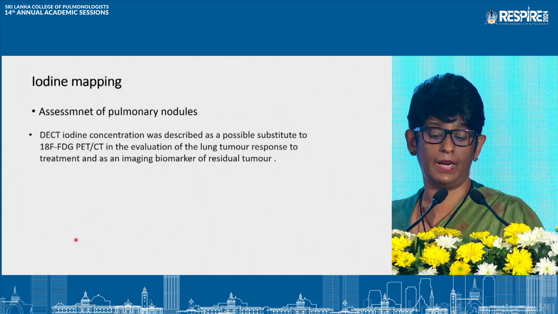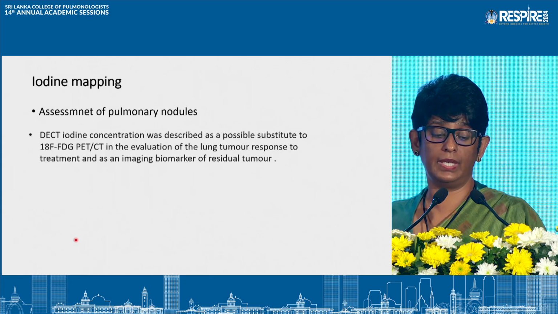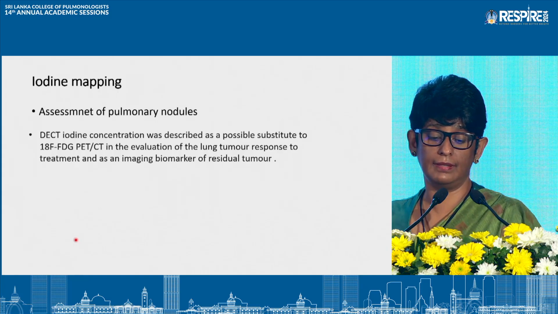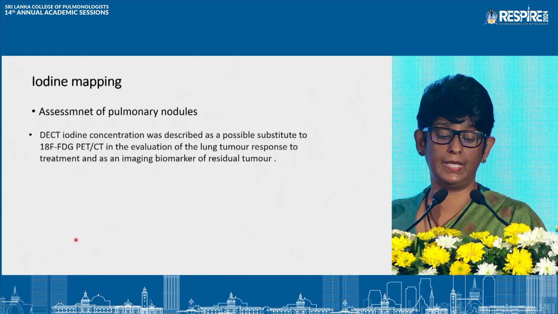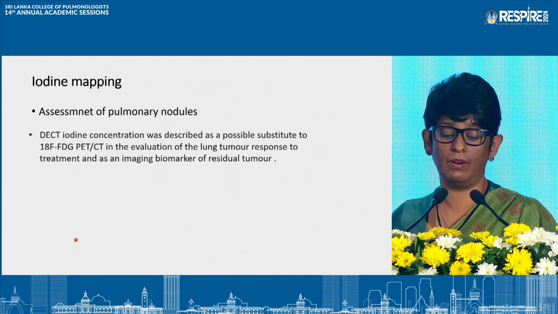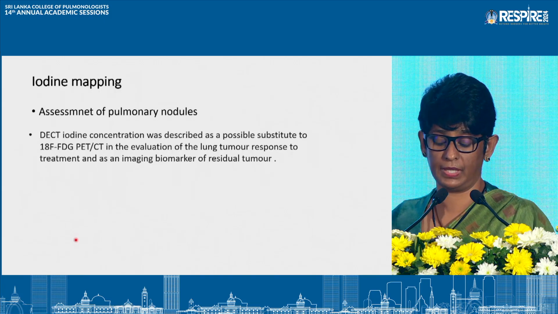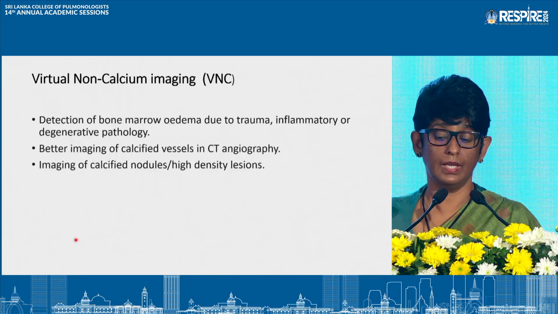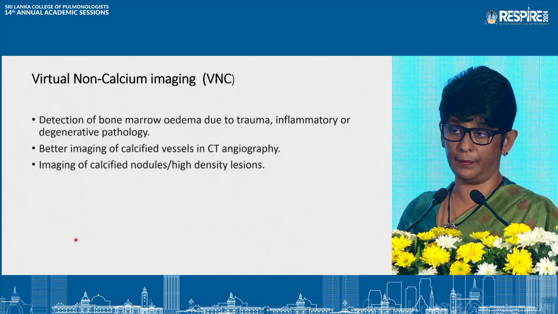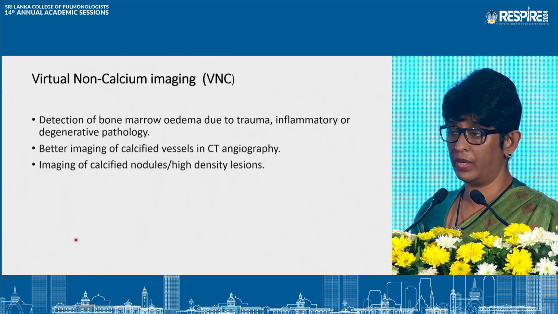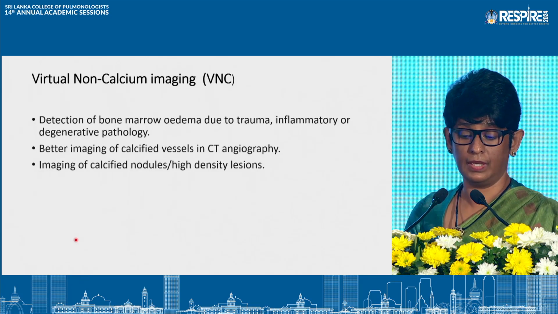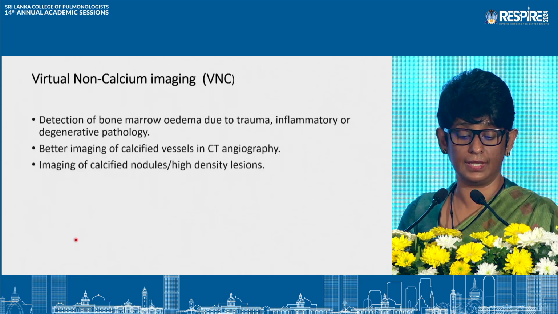So it has been described that dual energy CT with iodine concentration is a possible substitute to FDG PET CT in the evaluation of lung tumor response to treatment. There are a few other applications that are possible with dual energy CT. I will take up one of the clinical scenarios.